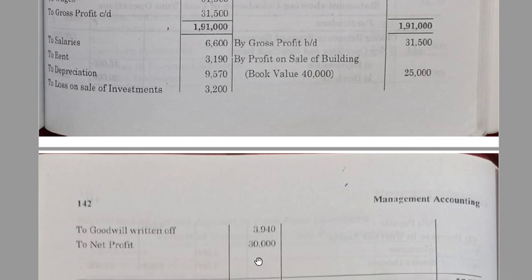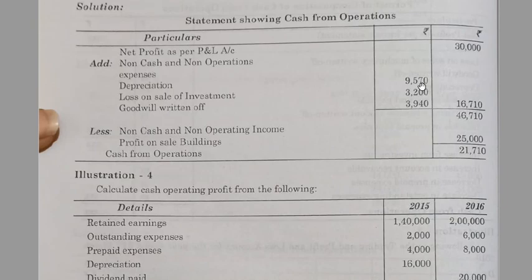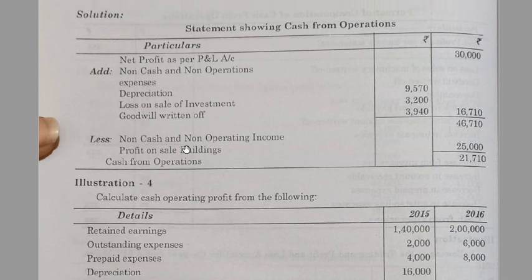So if you total it up, you get the amount to be depreciation 9,570, loss on sale of investment 3,200, goodwill written off is 3,940. Total it comes up to 16,710. So minus your non-cash and non-operating incomes.